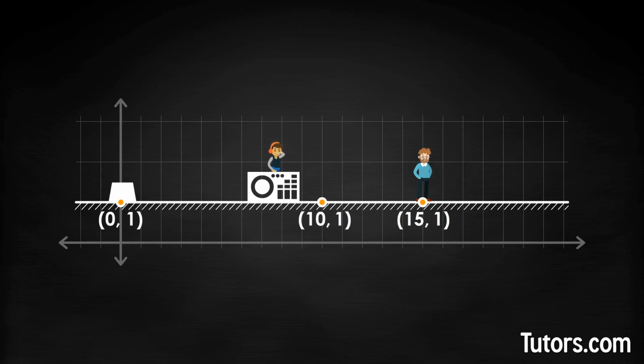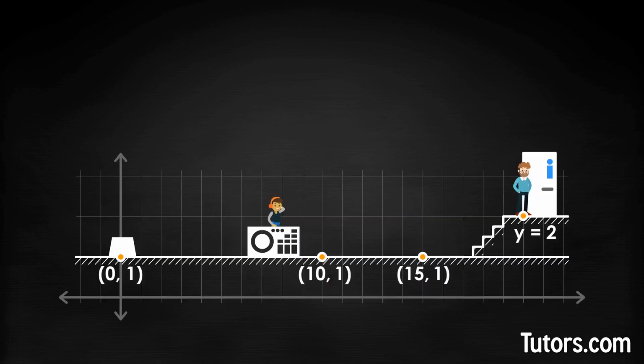Now, say you have a reason to climb the stairs to go to the second floor. Perhaps the first floor bathroom is out of order. Now you have changed your Y value, and your movements across the second floor are all Y equals 2.